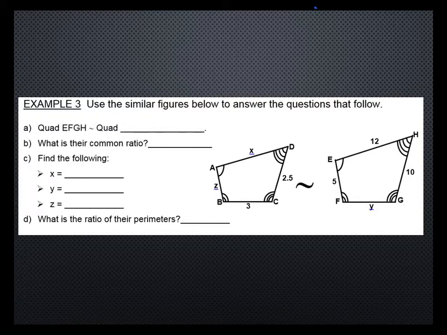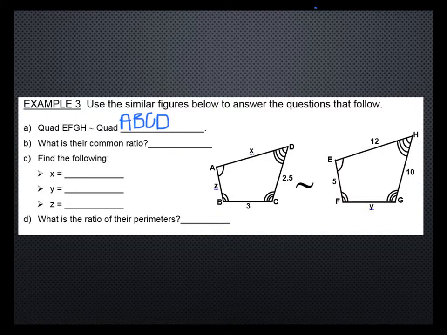Example 3 says use the similar figures below to answer the questions that follow. Quadrilateral EFGH is similar to what quadrilateral? EFGH is this quadrilateral right here. It is similar by matching up the angles to A, B, C, and D. What is their common ratio?